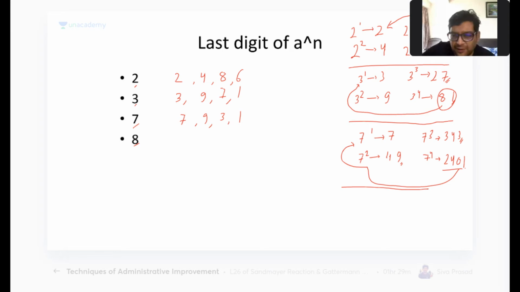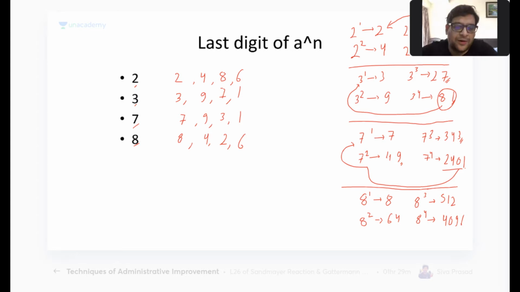And then finally, let's have a look at the cycle for 8. 8 to the power 1 ends in 8. 8 square is 64. 8 cube is 512. And 8 to the power of 4 is 4096. So the cycle that we are looking for 8 is 8, 4, 2, and 6. So these are the cycles that we are looking for.